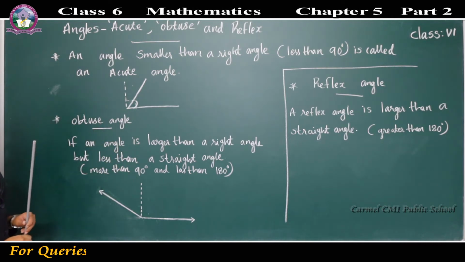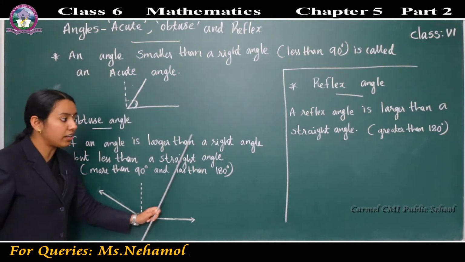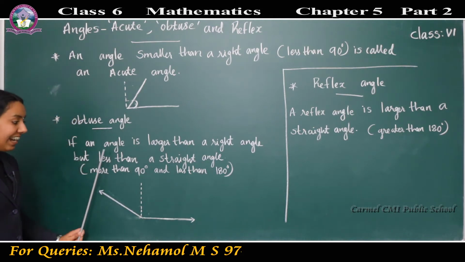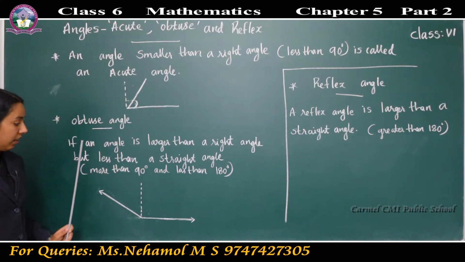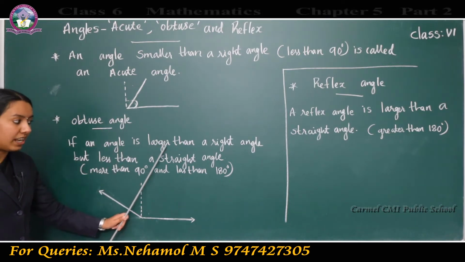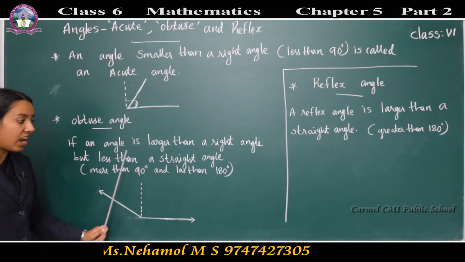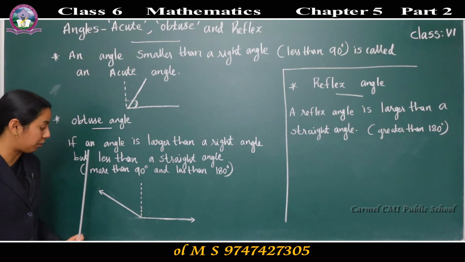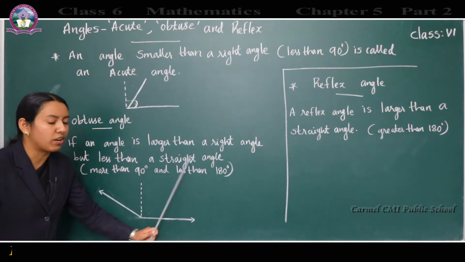Next one, obtuse angle. If an angle is larger than a right angle but less than a straight angle, then it is known as an obtuse angle. That means more than 90 degrees and less than 180 degrees.